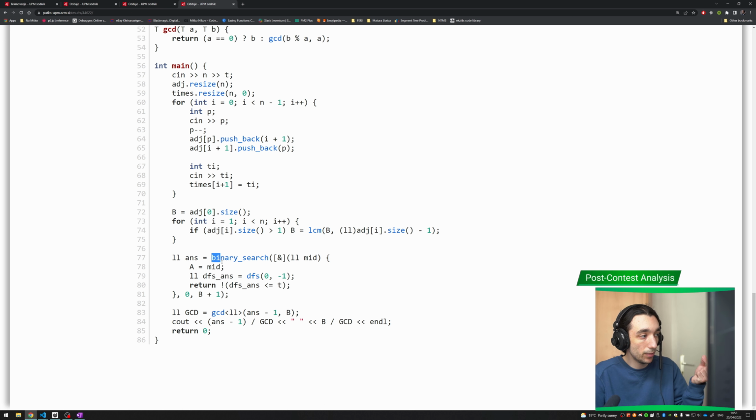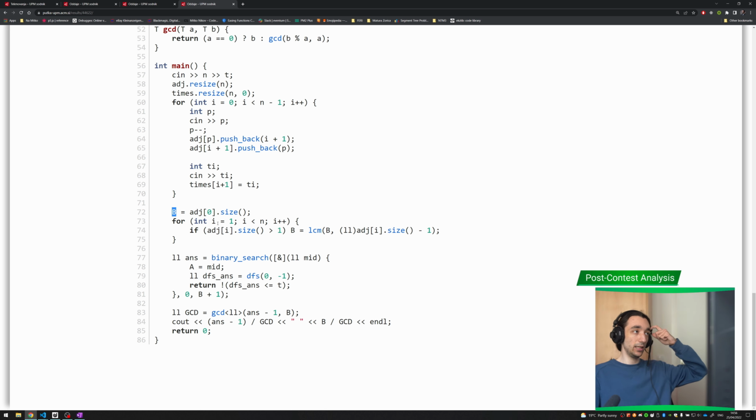Yes, and then we binary search over A. We know what B will be. We binary search over A, we try to satisfy the condition, and we see how much time it takes. And then we search to B+1.